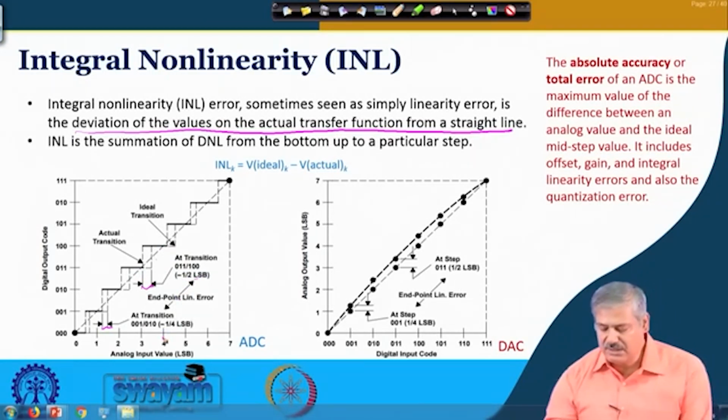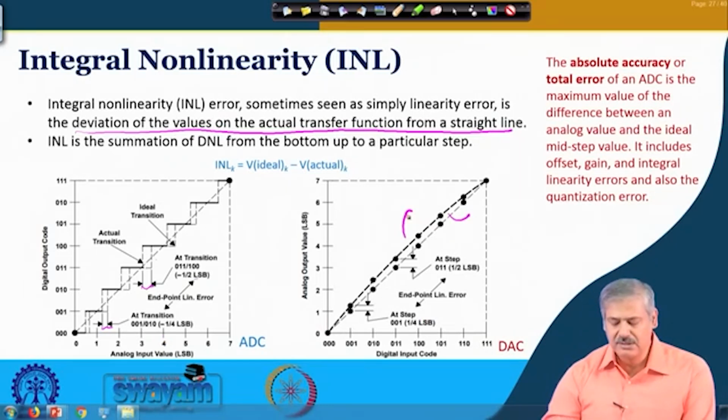And for DAC, this is your ideal and this is your actual. For any digital input code, any kth code, you can see what the actual value is and what the ideal value is. The difference is giving you the INL error.